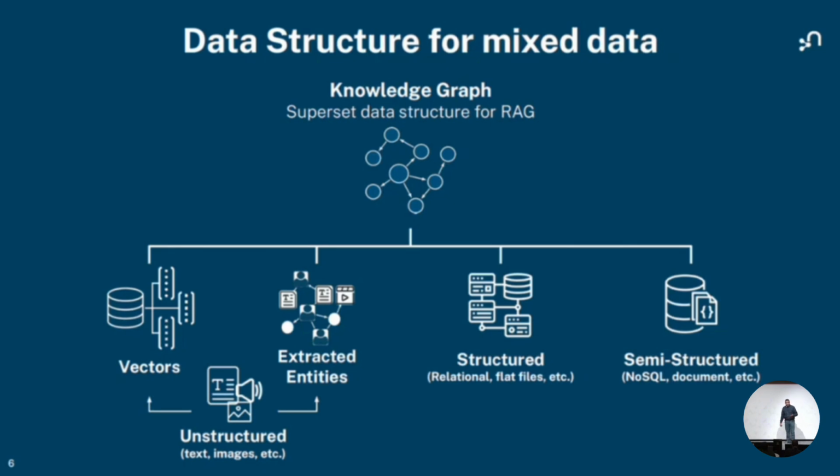And if you haven't heard about a graph as a data structure, graphs are represented by nodes and relationships. Nodes are entities, and relationships are how these entities are connected to each other. And a knowledge graph is a graph that has emphasis on contextual understanding.